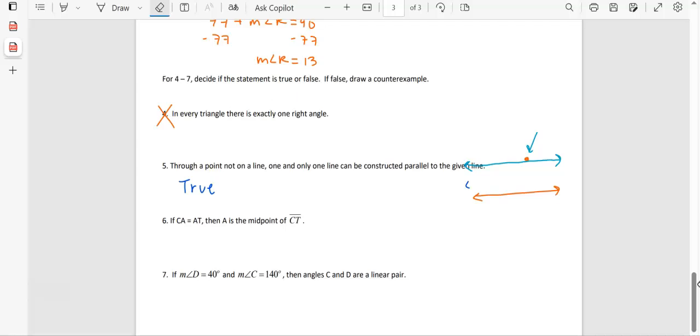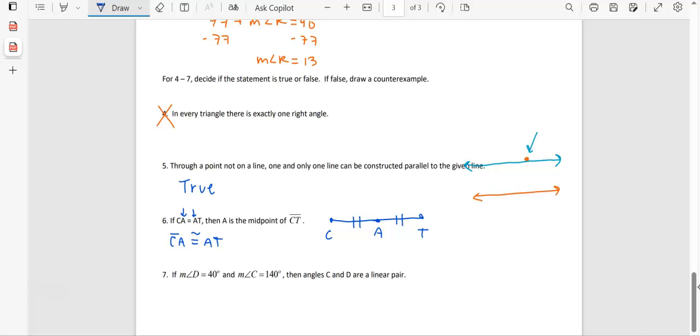Okay. In number 6, if CA equals AT, therefore we know a couple things here. We know that CA is congruent to AT. They have a measure. And we know that we have point A in both of these. Then A is the midpoint of CT. Well, let's think about this. I could have this situation, right, where I have C, I have T at the end, A in the middle, where CA is congruent to AT. And in that case, yes, A is a midpoint.